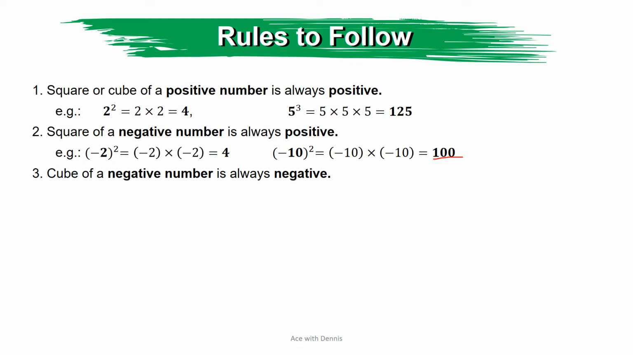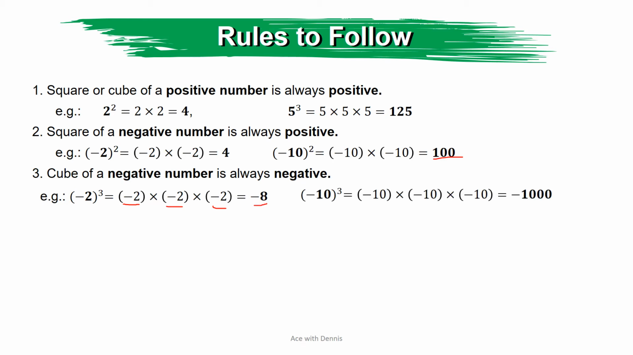3. Cube of a negative number is always negative. So for example, negative 2 cube equals negative 2 times negative 2 times negative 2, we get negative 8. Notice that negative 2 times negative 2, we get a positive number, and the positive number multiplied with negative again will get a negative value. So similarly, negative 10 cube equals negative 10 times negative 10 times negative 10, and we get negative 1000.